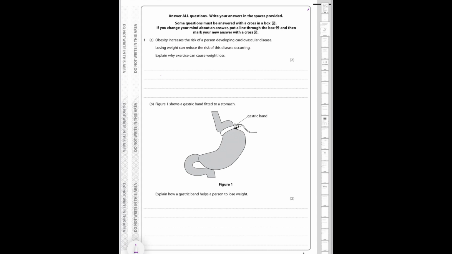In the first question, we're told obesity increases the risk of a person developing cardiovascular disease. Losing weight can reduce the risk of disease occurring. Explain why exercise can cause weight loss. Well, exercise requires energy, and that energy will come from the stored fat in the body.